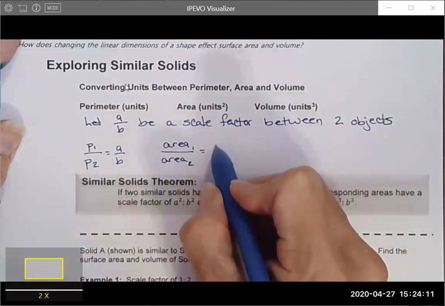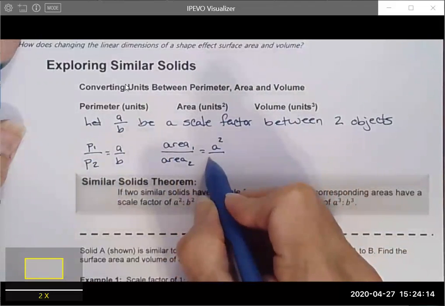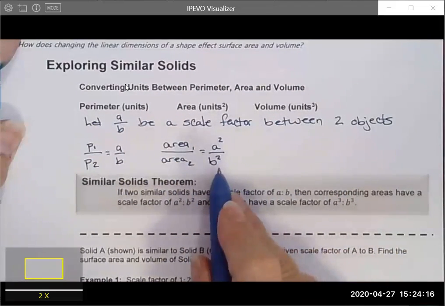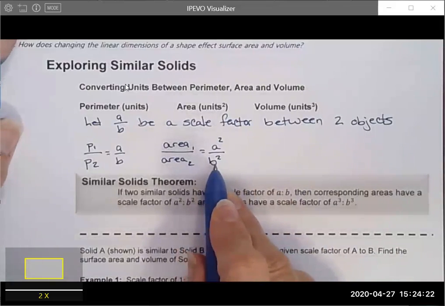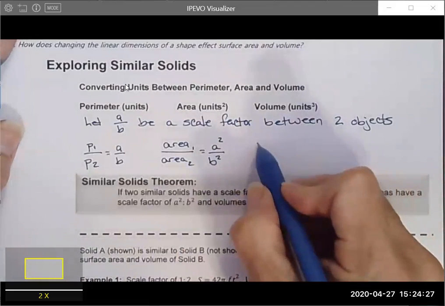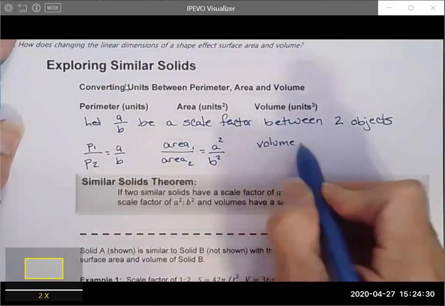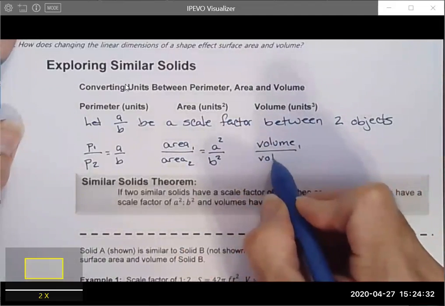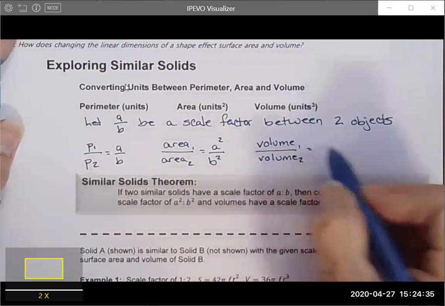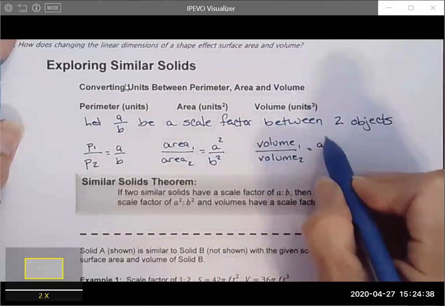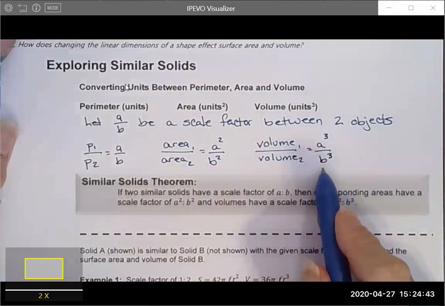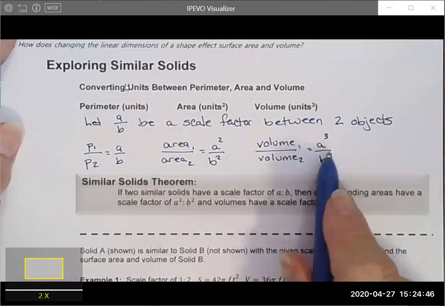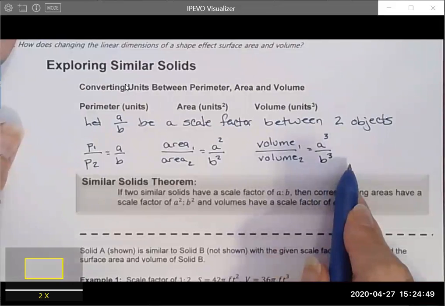In this case, then my area is actually going to grow in two dimensions. It grows both in the length and the width. So we would expect the area of the second shape to be smaller or larger by the square of that scale factor. And then volume is similar. The volume of the first one can be compared to the volume of the second one in such a way that because volume is three-dimensional, the ratio of the change will also be in the three dimensions. And so my ratio would be A to the third power and B to the third power.